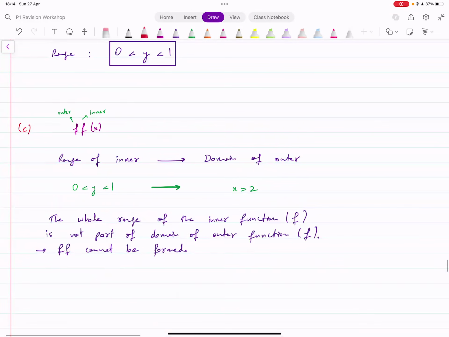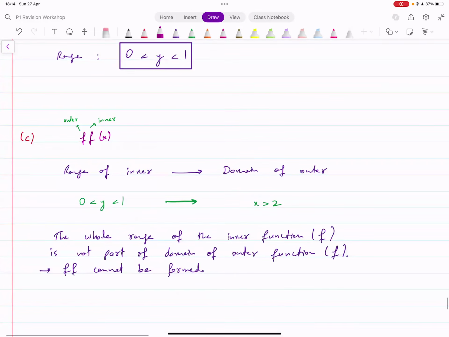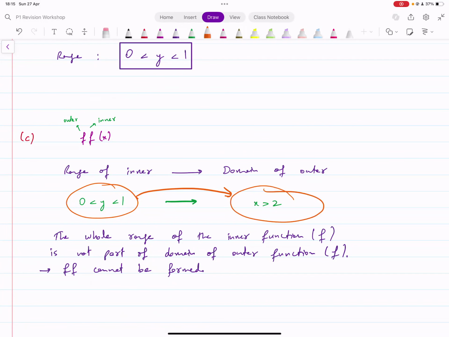Now, the function f is both inner and outer function. The range of this is from 0 to 1. The domain of this is x greater than 2. Is this whole range part of the domain? It's not. The range is from 0 to 1. These values cannot be input inside the domain of the same function. That is why you can say this composite function cannot be formed.